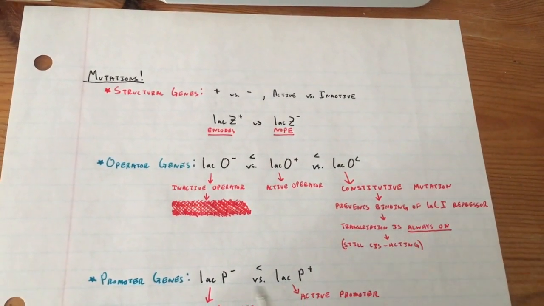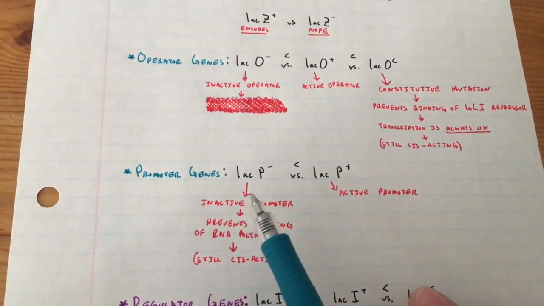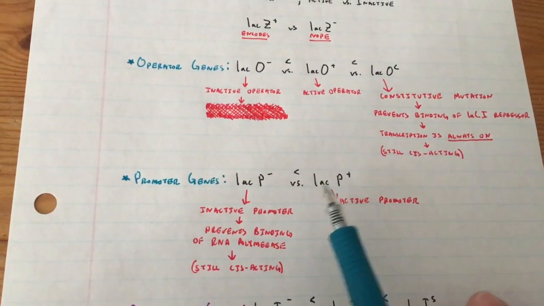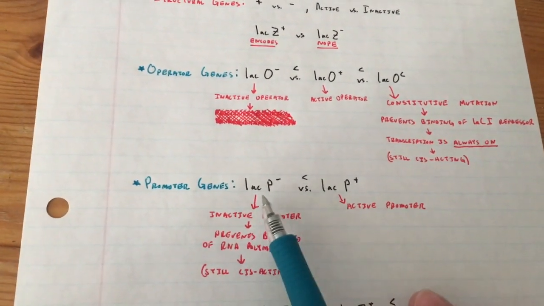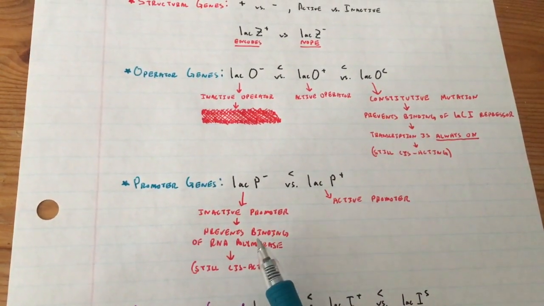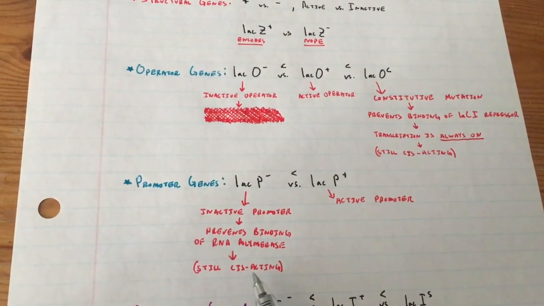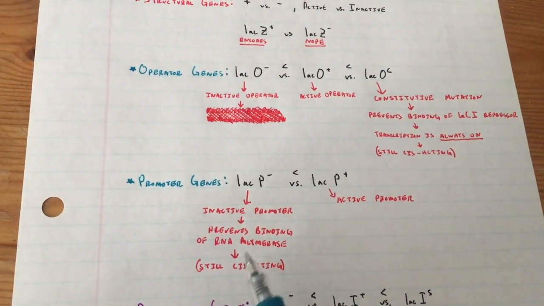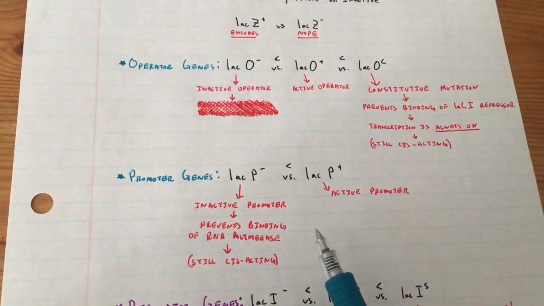Now, we have our promoter genes, which are going to be positive and negative, active and inactive. Our P minus is our mutation for this. It's going to be an inactive promoter. It's going to prevent the binding of RNA polymerase. This also is still going to be cis-acting, and don't worry, we'll get to that in a second. But if RNA polymerase cannot bind, transcription cannot occur.